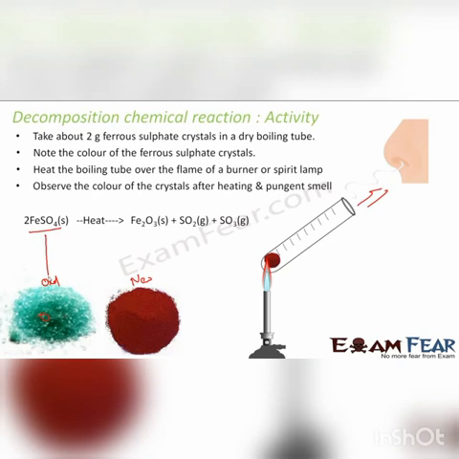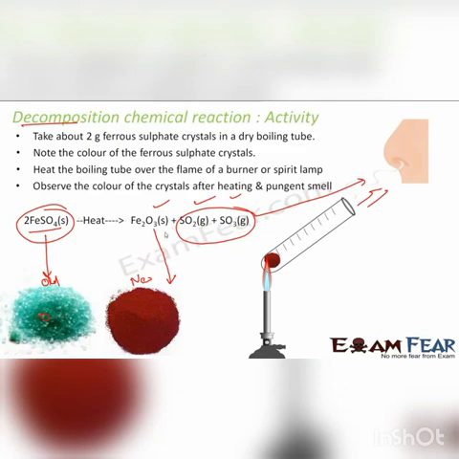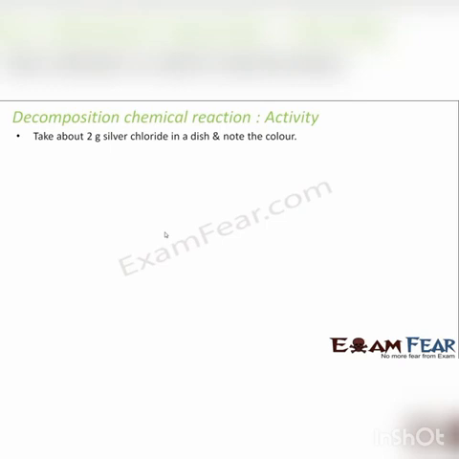So what do you see? What happened here? This was my ferrous sulfate, the blue one. When we heated it, it converted to Fe2O3. You got this gas also, which is nothing but a pungent gas. So if you see, one compound is converted to multiple smaller compounds. This is a typical example of a decomposition chemical reaction where a bigger compound is decomposed into smaller compounds.